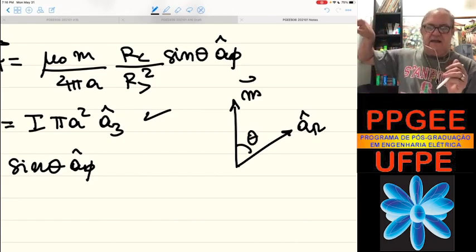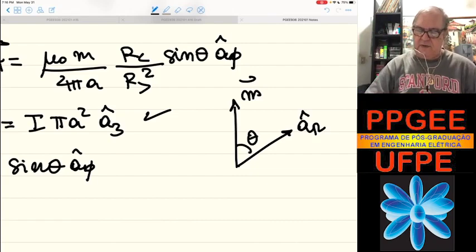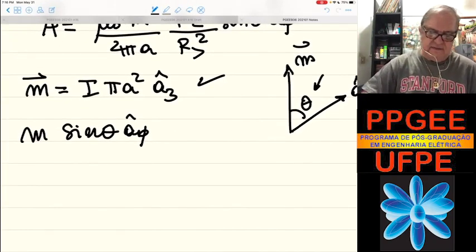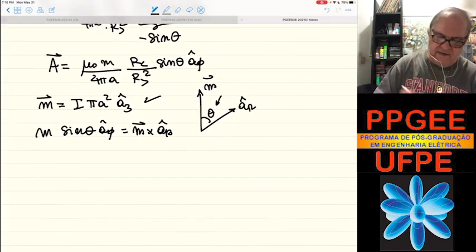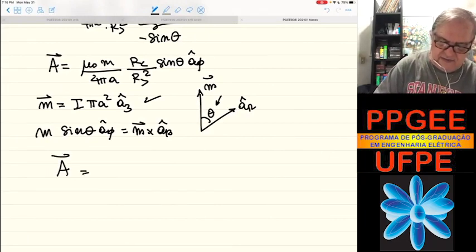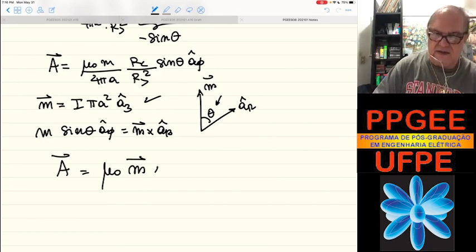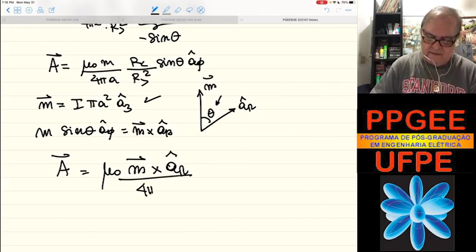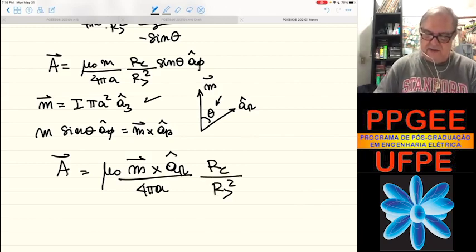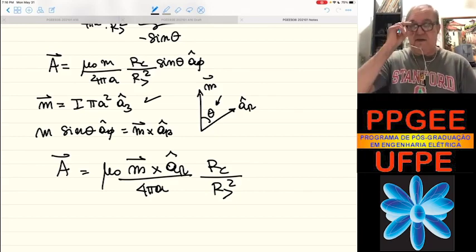M cross ar is in the direction a phi and is proportional to the sine of theta. So this equals m cross ar. In other words, the lowest order term is going to be mu 0 m cross ar over 4 pi a, times r smaller over r larger square. Okay, that's the result.